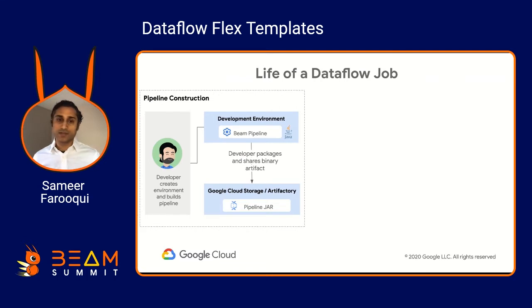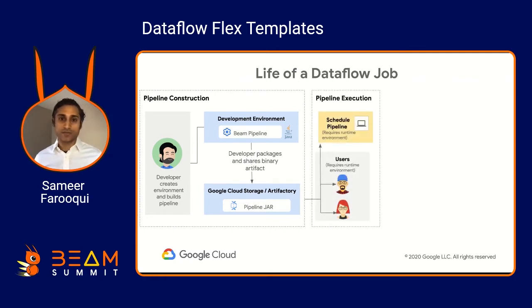The development environment for the developer would, for Java, involve installing a JDK, the Apache Beam SDK, and Maven or Gradle typically. For Python, it would be a Python installation and pip. And then the developer would write the pipeline code, build the binary artifact, which would typically be a fat jar with dependencies or its Python equivalent, and then share that artifact through Google Cloud Storage, GCS, or the Artifactory.